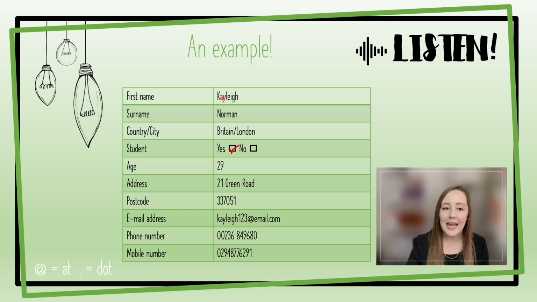First name, Kaylee. Surname, Norman. Country and city, Britain, London. Student, I've put a tick in yes. Age, 29. Address, 21 Green Road. Postcode, 337051.